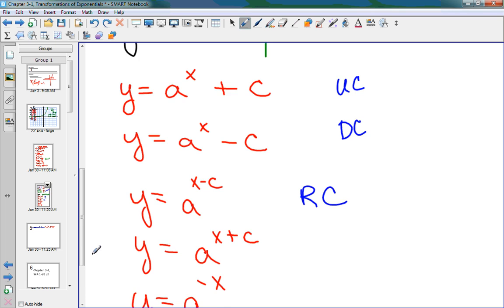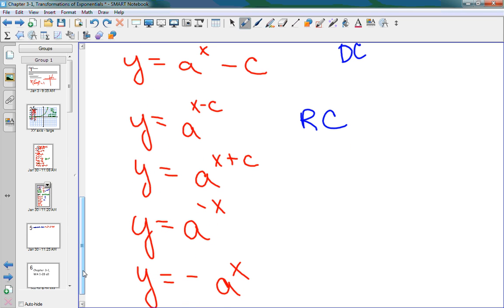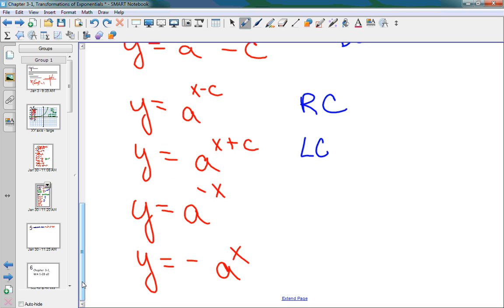Okay? So in this case, if I have a to the x minus c, that c, for it to be a horizontal shift, has to change the x, which is in the exponent position. The a does not change. This one right here is a to the x plus c. That's going to go to the left c units. Now, let's talk about these two down here.